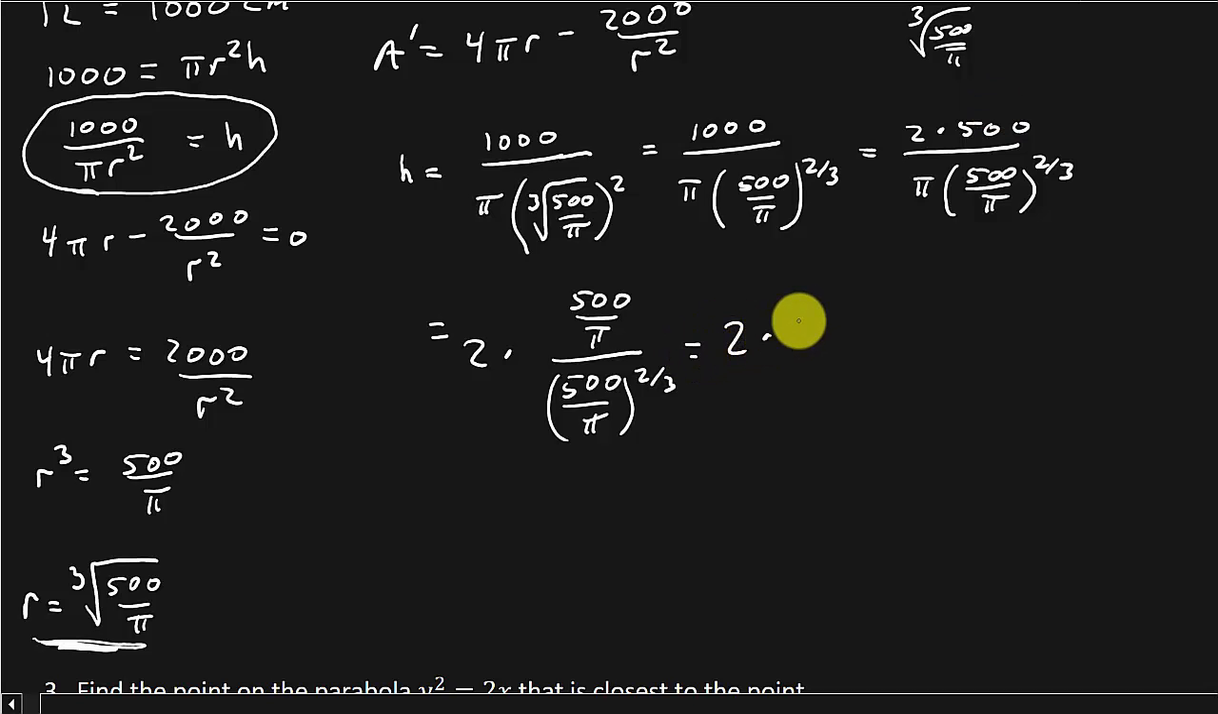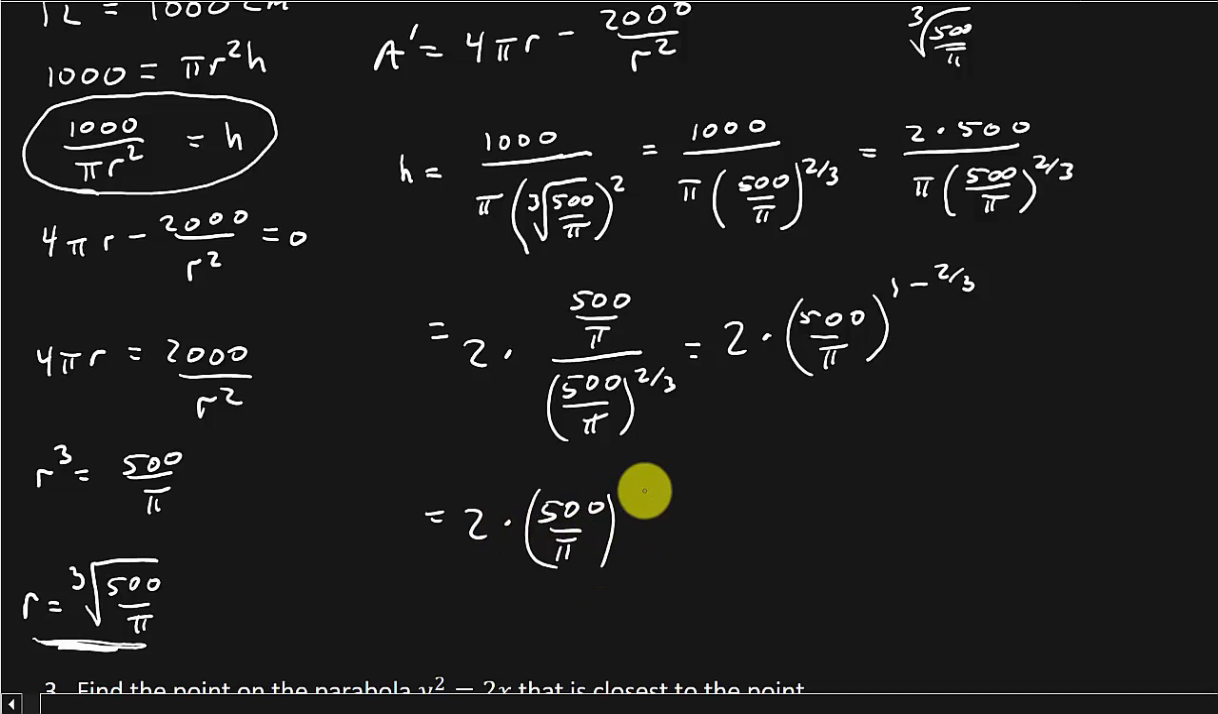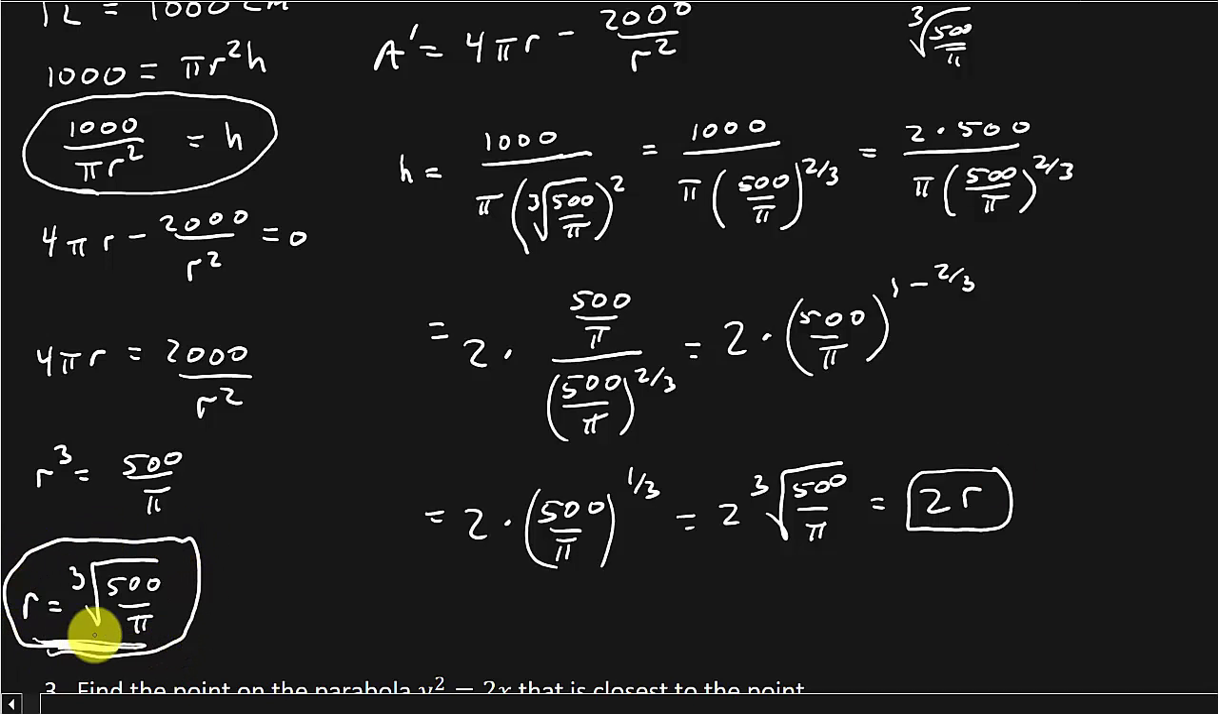Well, this is 2 times, and that's going to be 500 over pi to the what? To the 1 minus 2/3, which is going to be 2 times 500 over pi to the 1/3, which is going to be 2 times the cube root of 500 over pi. And so I can actually write the height as what? 2r. There's your height, and there is your radius.